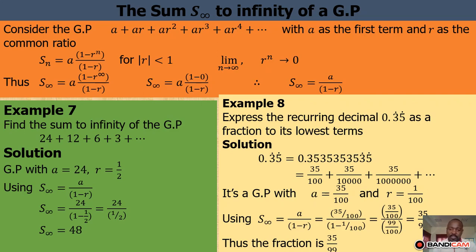We shall substitute in the expression for sum to infinity, A over 1 minus R, and this will give us 35 over 100 divided by 1 minus 1 over 100, which is 35 over 100 divided by 99 over 100, and this gives us 35 over 99. Thus, the fraction is 35 over 99.